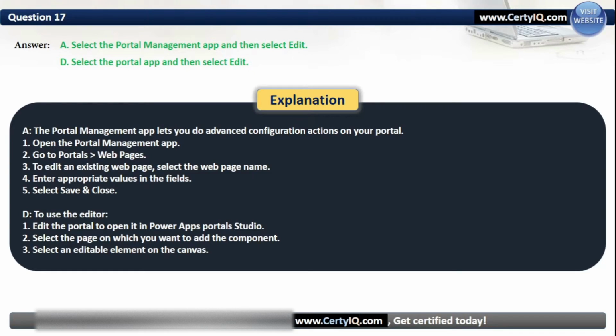About option A, the portal management app lets you do advanced configuration actions on your portal. First, open the portal management app, then go to portals, then to web pages. To edit an existing web page, select the web page name, enter appropriate values in the fields, and then lastly, select save and close. About option D, to use the editor, first edit the portal to open it in Power Apps Portals Studio. Secondly, select the page on which you want to add the component. And lastly, select an editable element on the canvas.